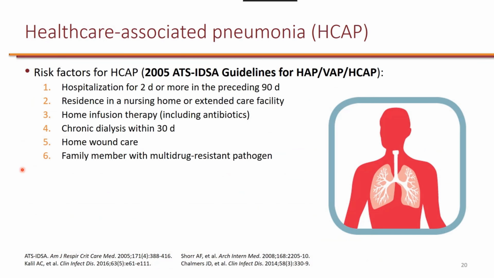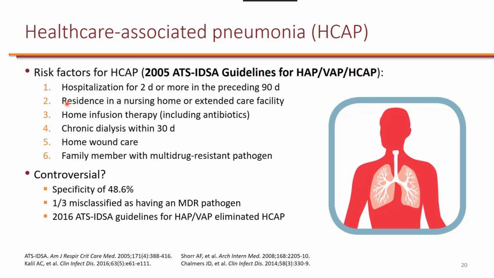Now, these are the criteria from the 2005 ATS-IDSA guidelines for diagnosis of HCAP. So you can see that if the patient meets one of these 6 criteria, they will be considered HCAP. And the reason this was significant is that if the patient has healthcare-associated pneumonia, they are more likely to have organisms that are multi-drug resistant.